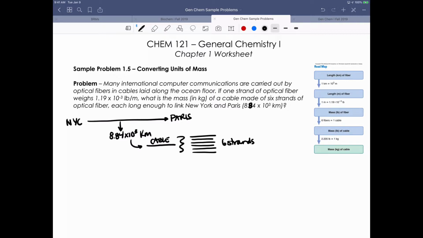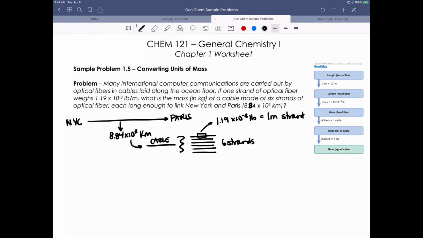The reason that this is important to highlight is that the information given to us for the rest of the problem has to do with the mass of a strand. Again, it says here one strand of optical fiber weighs 1.9 times 10 to the minus third pounds per meter. So a little subsection of one strand is going to weigh 1.9 times 10 to the minus third pounds, and that's equal to 1 meter of strand.